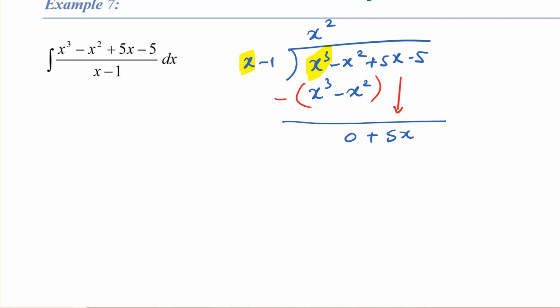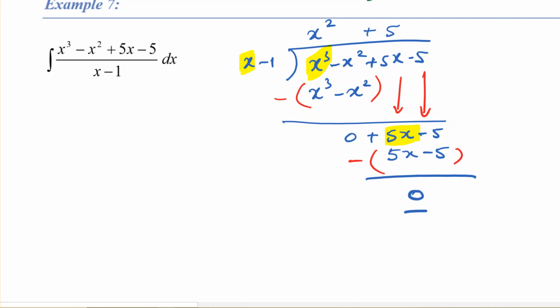Now we think about what I should multiply x with in order to get 5x. The answer is 5, so plus 5. In this case again, we get 5x minus 5. And actually we can also bring this negative 5 down, because we're going to get two terms, right? Again we subtract, and by subtracting we get 0 as a remainder.